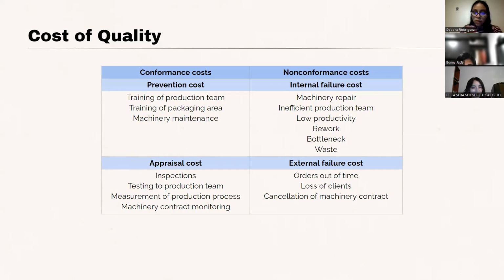External failure costs refer to failures that are seen outside the company, for example, orders out of time, loss of clients, and cancellation of the machinery contract. Next slide, please.